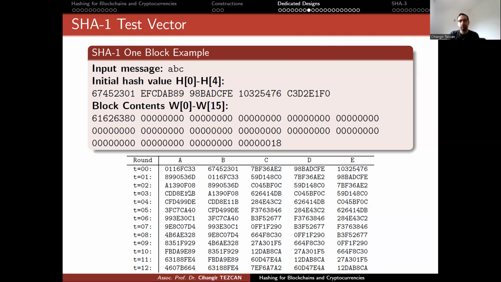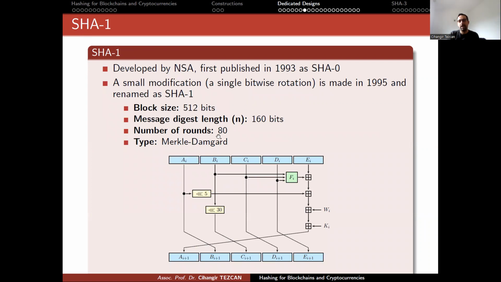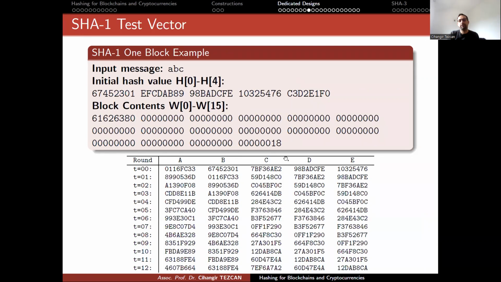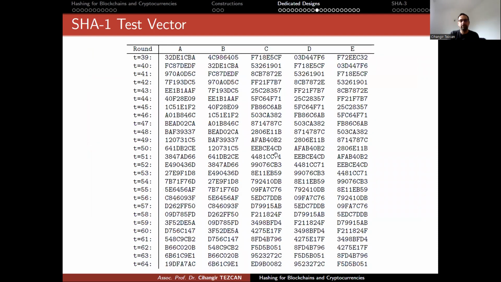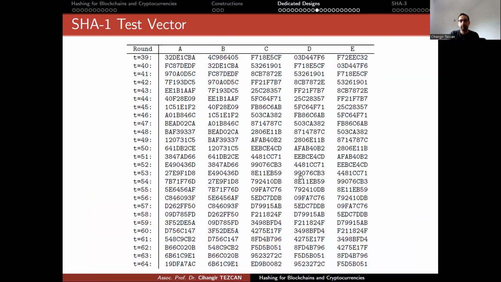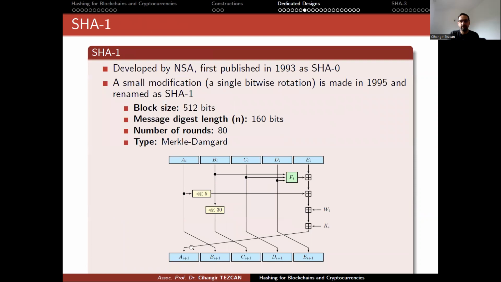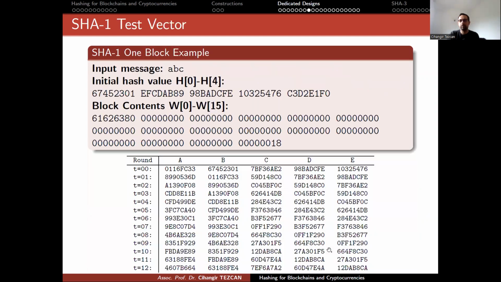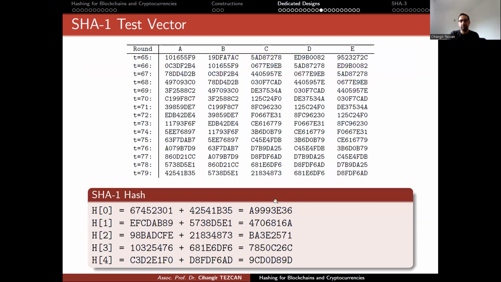So after the second, you obtain this and so on and so forth. So you repeat this process 80 rounds. And at the end of each round, the output is as follows. It goes like this. And at the end, you obtain some values here. These values actually belong to these 5 words here, okay, at the end of the 80th round. So you take them here and write it here.